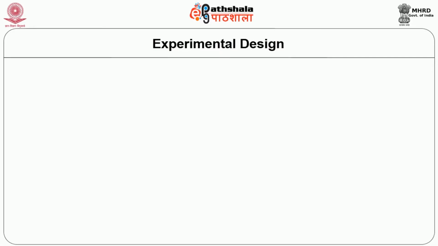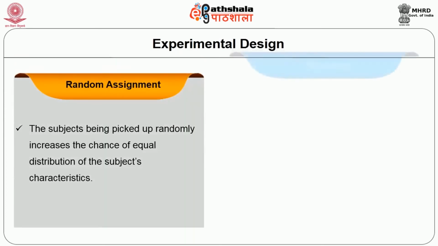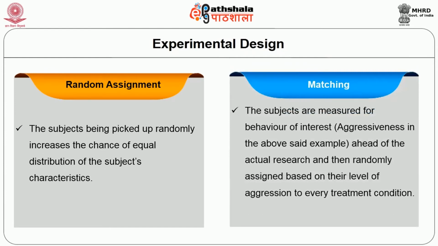But again, how to overcome this problem? This problem can be overcome by using two methods. One is random assignment, and the second one is matching. In random assignment, the subjects being picked randomly increases the chance of equal distribution of the subject characteristics. In matching, the subjects are measured for the behavior of interest, here aggressiveness for the above example, ahead of the actual research, and then assigned based on their level of aggression to every treatment.